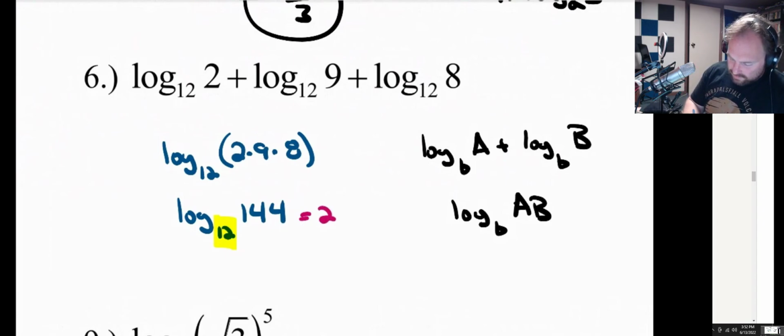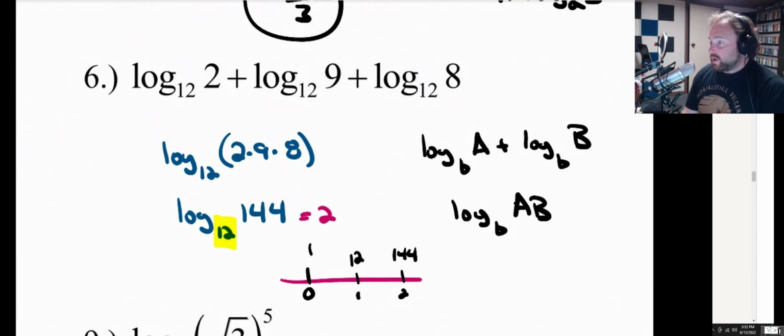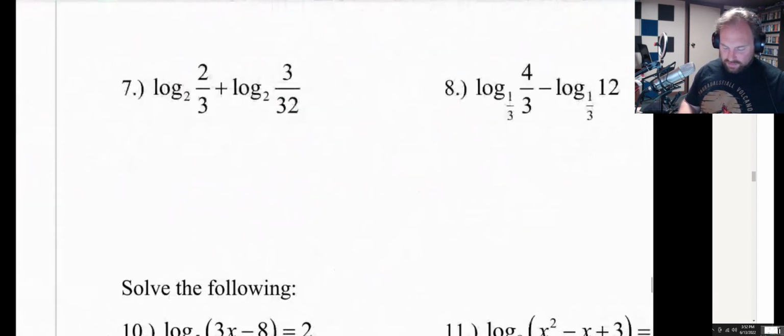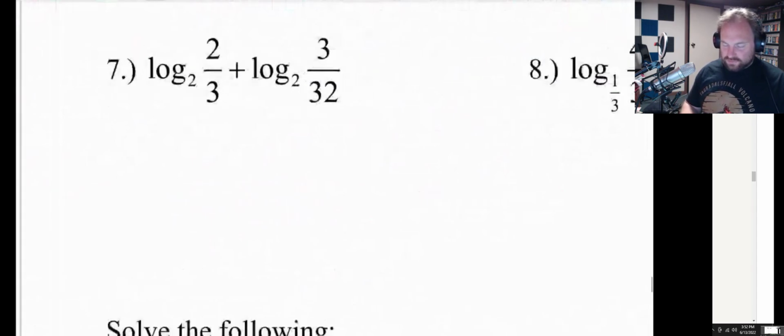The reason is that if you go to the number line for a minute, here's 0 and 1, here's 1 and 12, here's 2 and 144. Because if you're counting by multiplying by 12 each time, it takes 2 steps to get to 144. Pretty slick. Let's go on to some other ones here. We've got a lot of time to practice a lot of these examples. This one's going to be very much the same as the previous one.